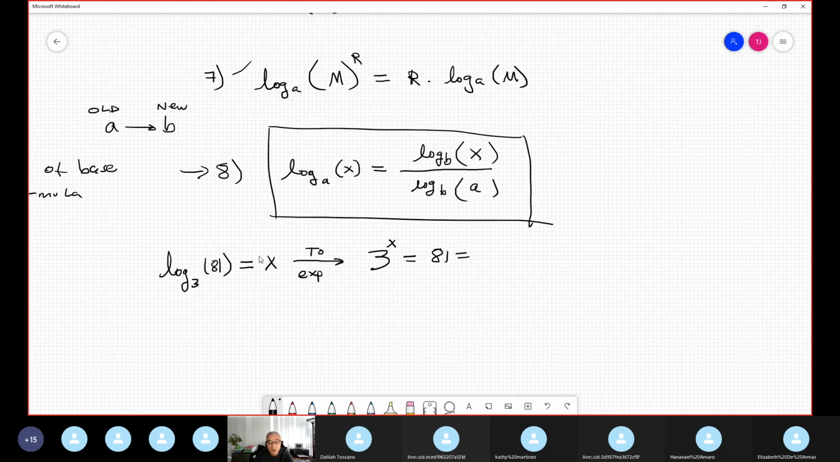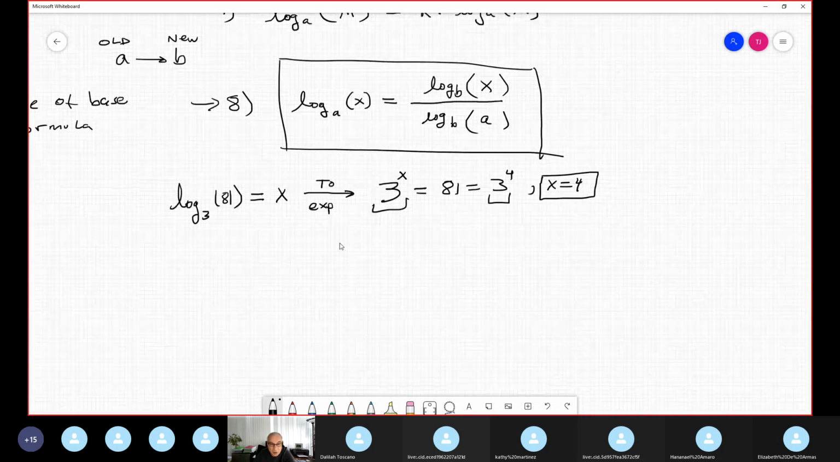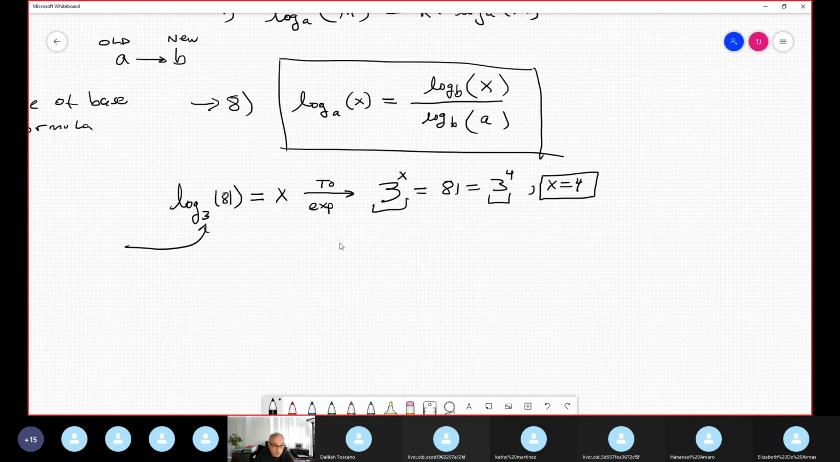I try to manipulate 81 using a common base, that I know gets 3 to the 4th power. Then when you have two exponentials and the base is the same, the exponent is the same. This is the way we are doing it so far to compute the logarithm. Now we have a calculator, and in the calculator, of course, we can compute any logarithm. But the problem is that our calculator only has standard bases, and 3 is a non-standard base.